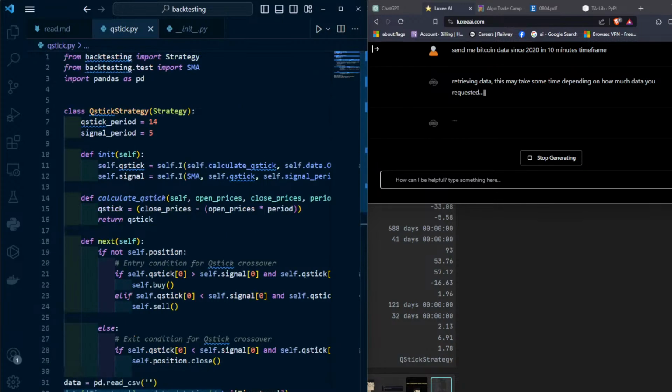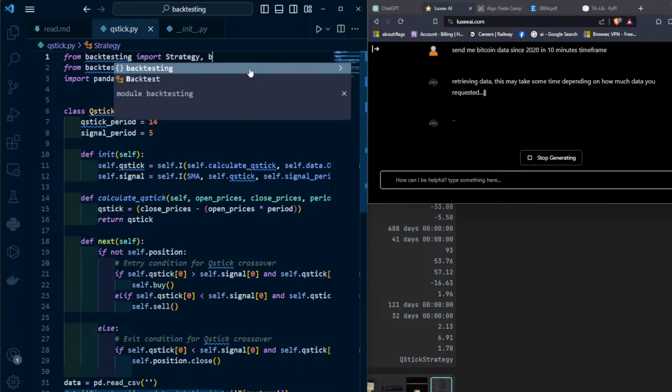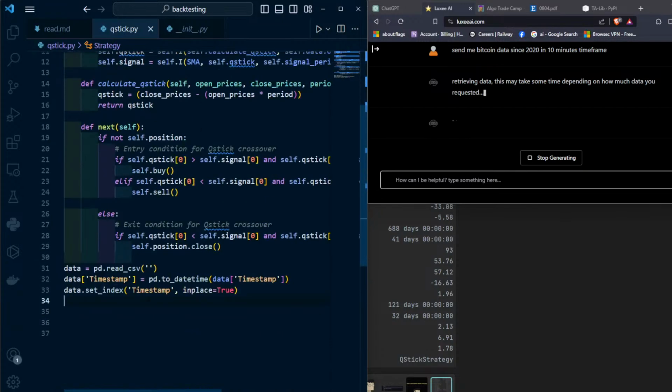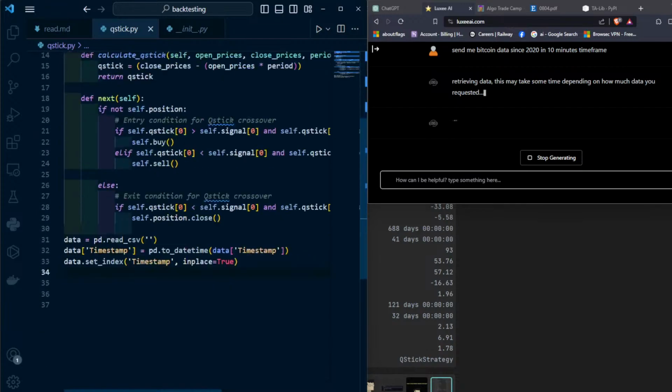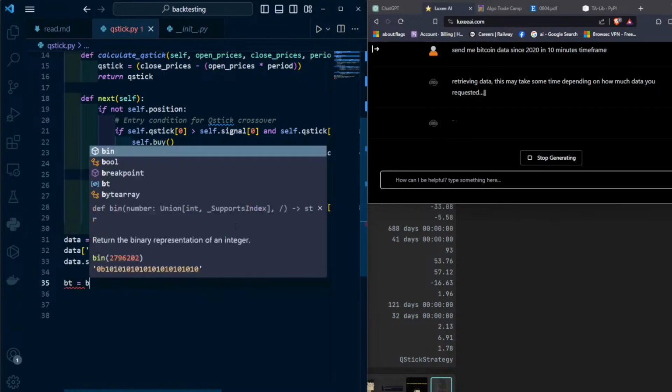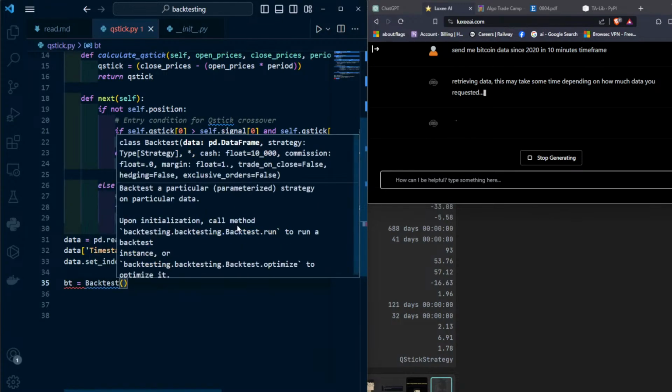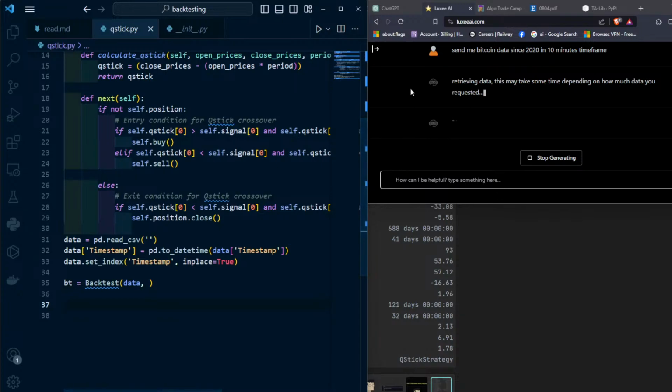Then you need to import the backtest, import it this way, and then we're gonna say bt Backtest, and then you need to give it the data, which is the data frame that you're gonna get from Loxy using that prompt, right? Okay, I'm gonna parse the data, and I will parse the trading strategy that I just created.